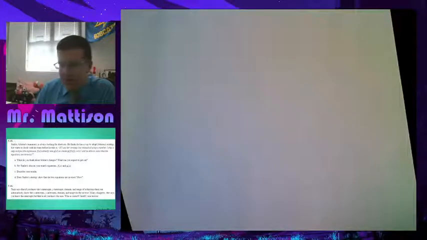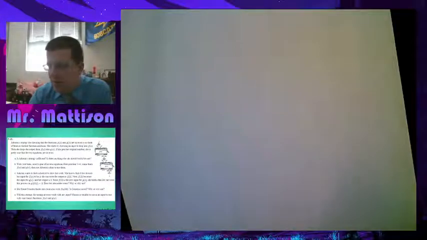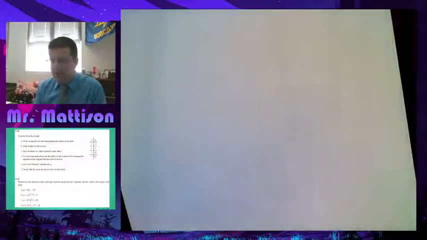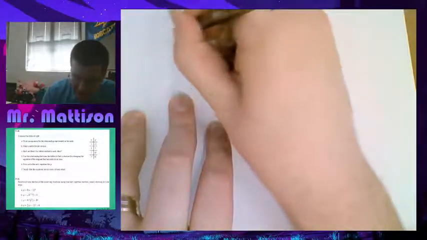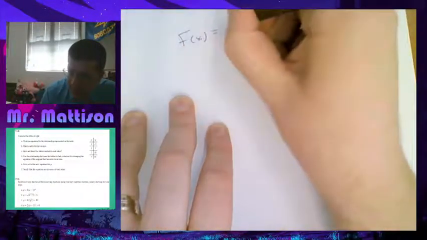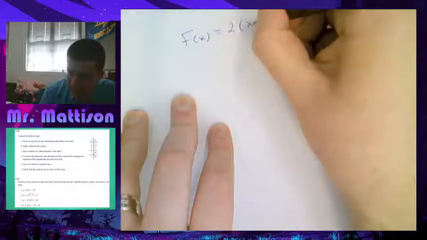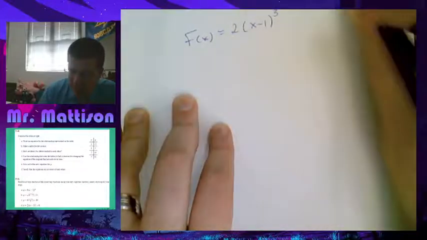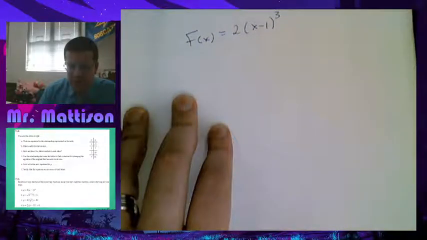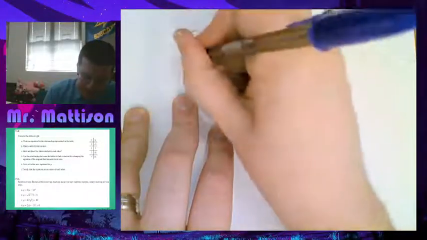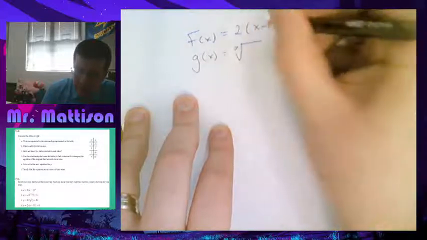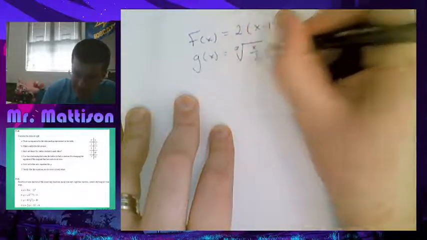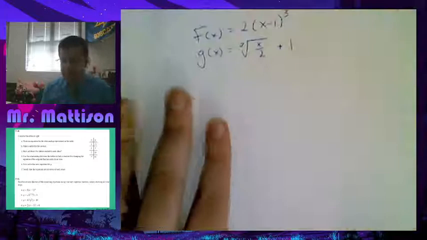Okay, so the function that I need, I'm going to actually go back here so I can see the functions. All right, so I'll do the first one just because it's first. My original f of x was 2 times (x minus 1) cubed, and then my g of x was the third root of (x over 2) plus 1.